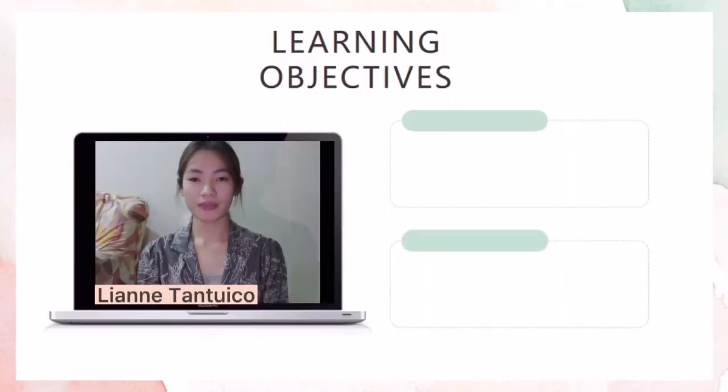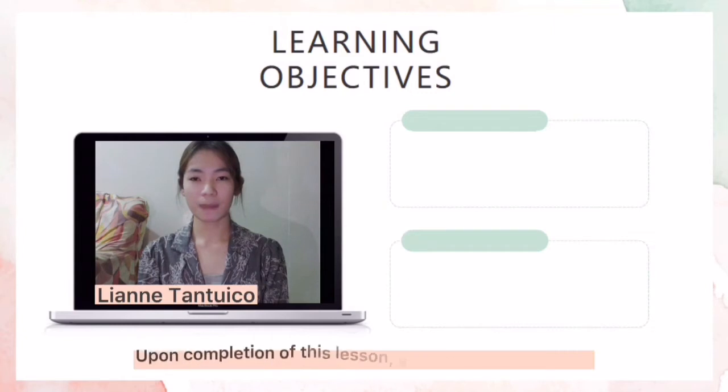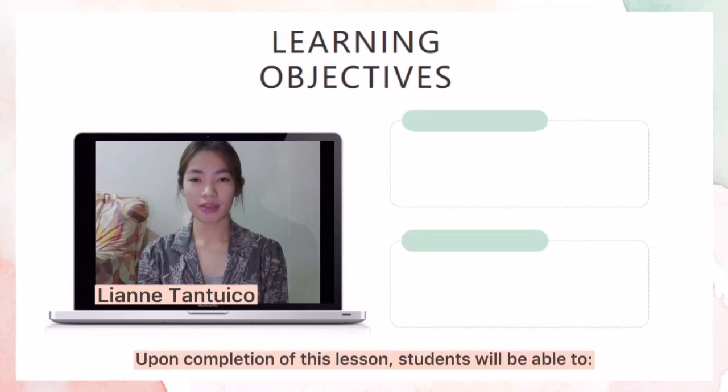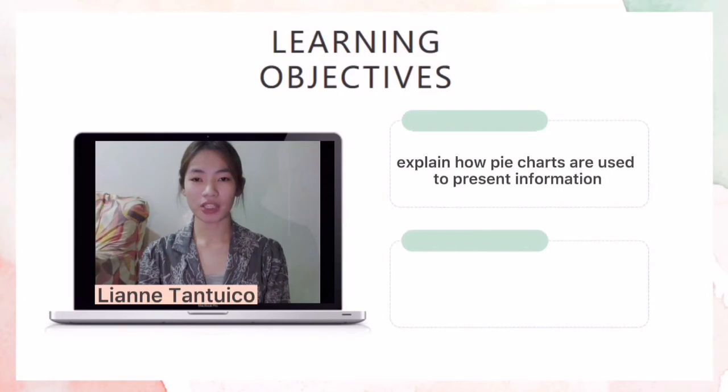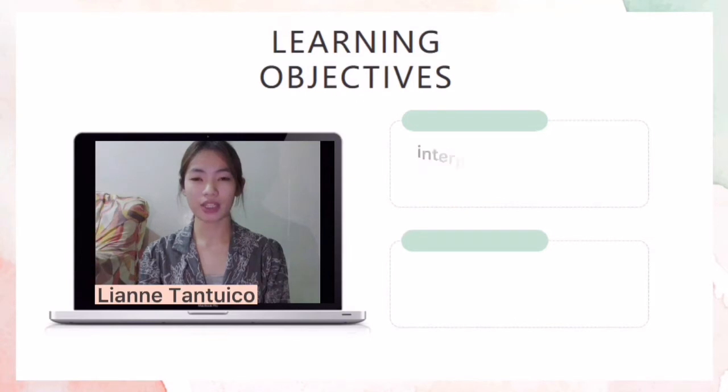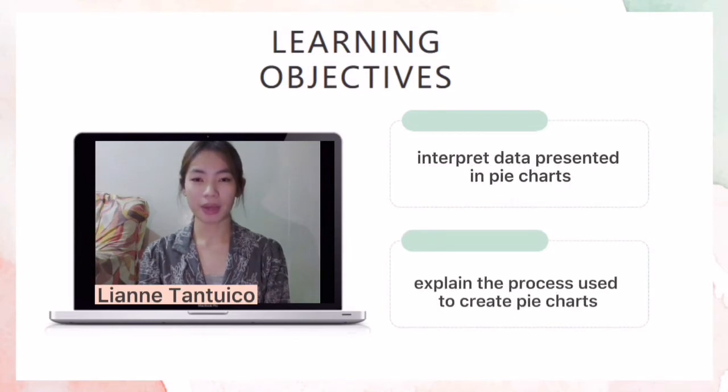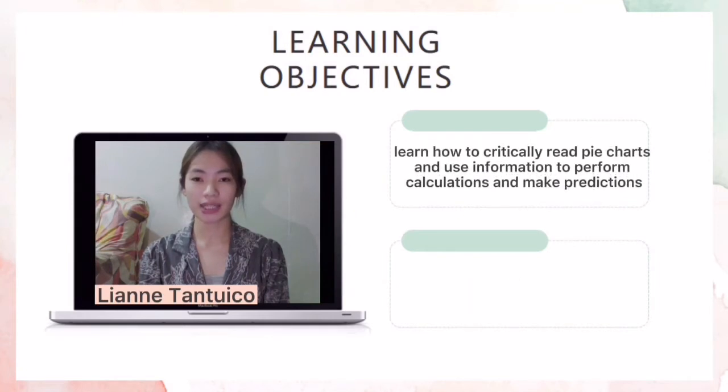Learning objectives of pie chart. Upon completion of this lesson, students will be able to explain how pie charts are used to present information, list the characteristics of a pie chart, interpret data presented in a pie chart, explain the process used to create pie charts, and learn how to critically read and use information to perform calculations and make predictions.